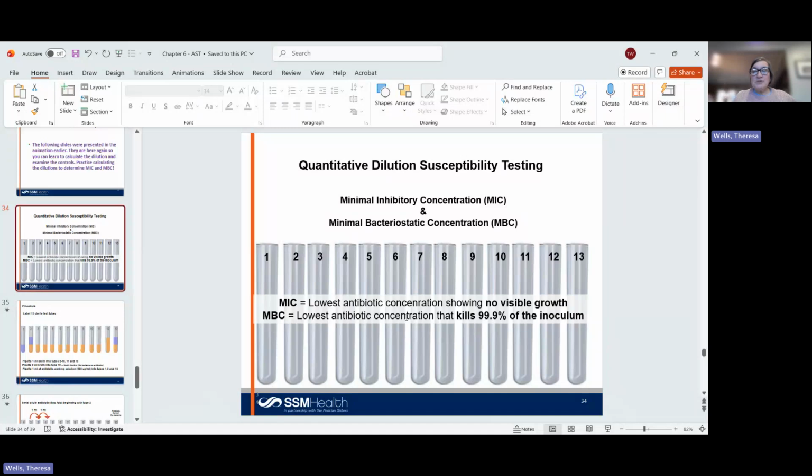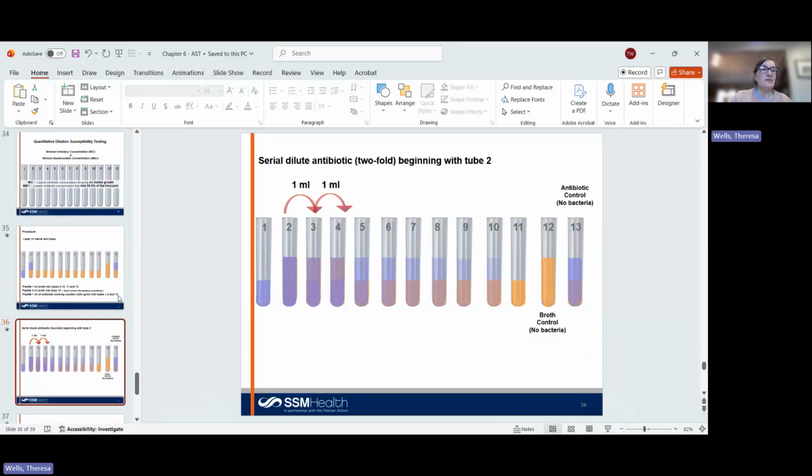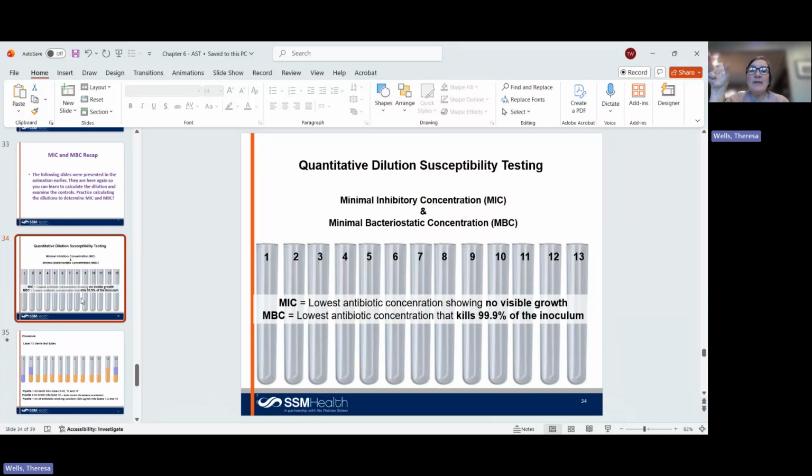So I want to make sure that we understand this concept. Okay. So what I'm sharing with you, I will actually resend to you because I did make some corrections, and I highlighted some points that hopefully will make more sense to you now. Okay. So this is the macro version of what we see in the Vitek system. That ultimately uses the same theory. Okay. And we are using serial dilutions for creating different concentrations of the antibiotic. Okay. So first concept is make sure you understand what an MIC is. Okay. The minimal inhibitory concentration. That represents the lowest antibiotic concentration that shows no visible growth.